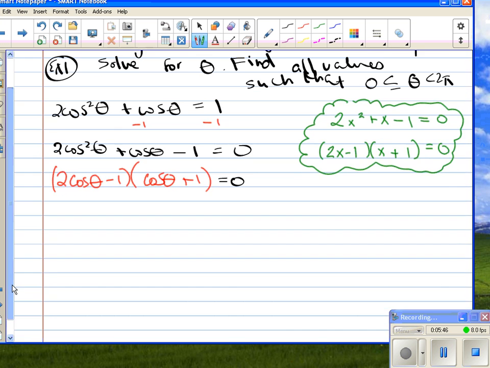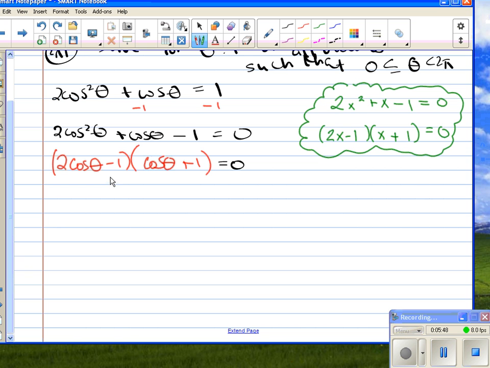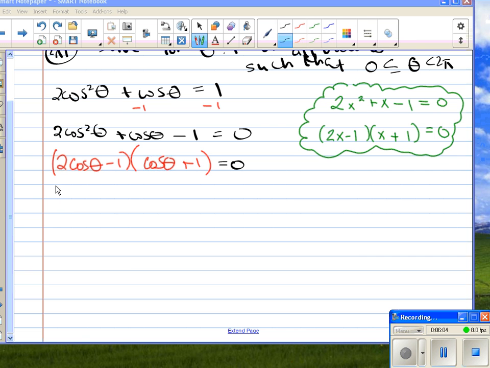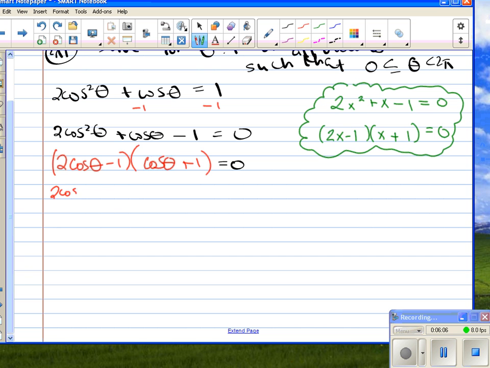Now that I have it factored, set each factor equal to 0. You guys don't need me to do that. Let me get to the finish line. And how did we end up with those answers? Set each factor equal to 0, so that gives me 2 cosine of theta minus 1 equals 0, or cosine of theta plus 1 equals 0. All right, now what?